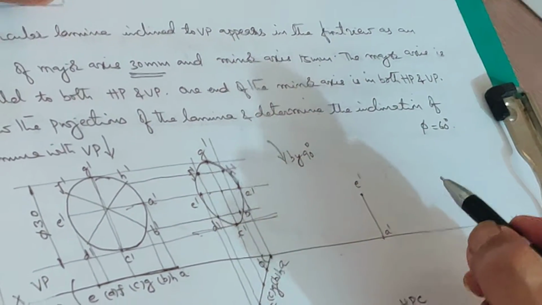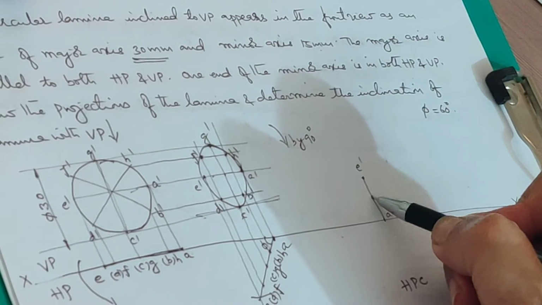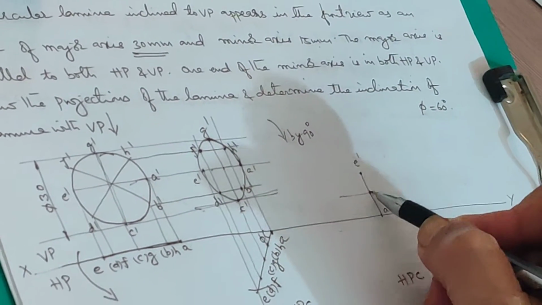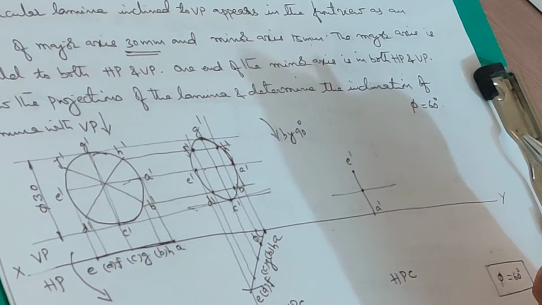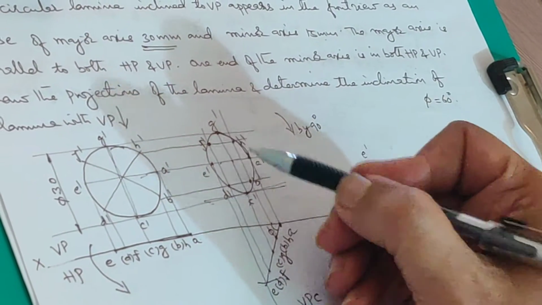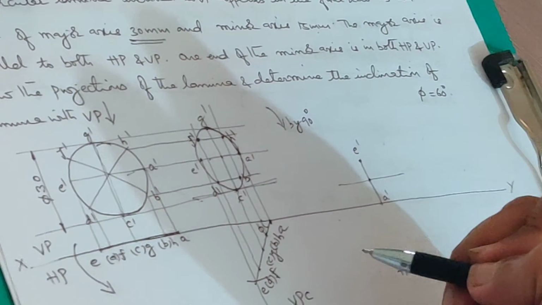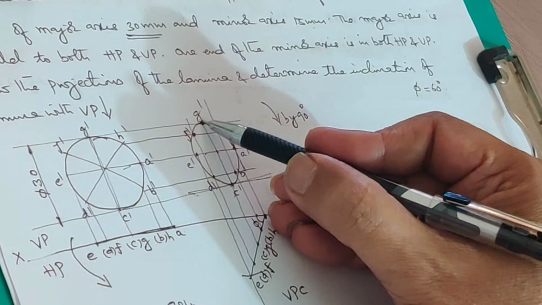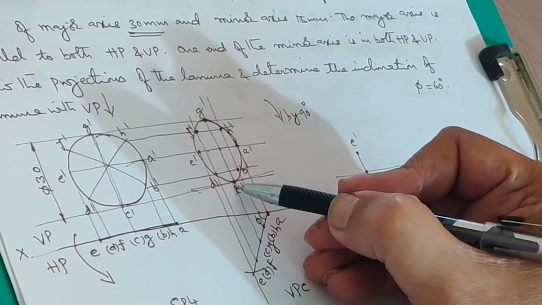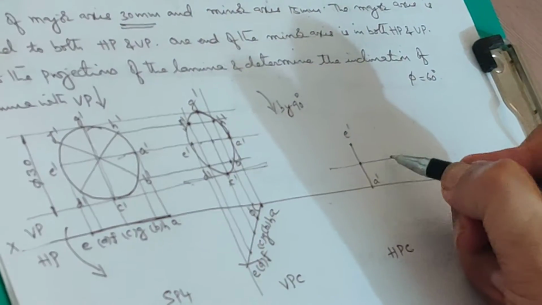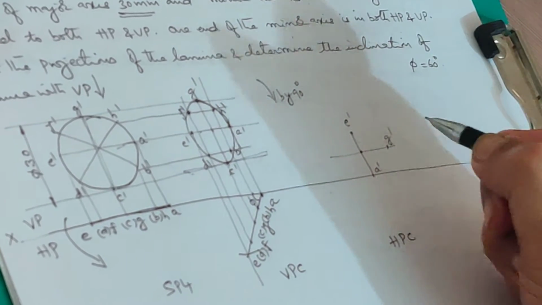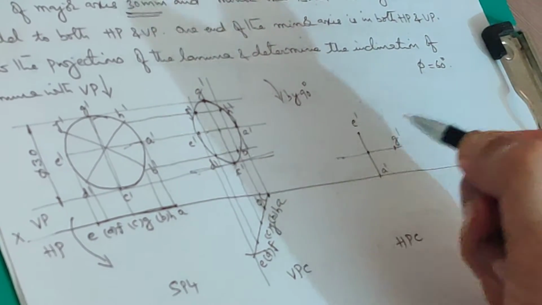Okay, and then mark the midpoint of A dash E dash, draw a perpendicular to that, which is the major axis of the ellipse, and then you can mark G dash and C dash on that line. This dimension is going to be 15 mm. This is also 15 mm because the major axis is 30. So you have G dash here and then C dash here.